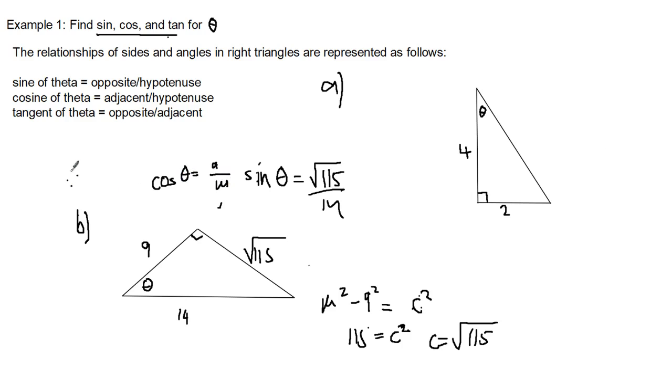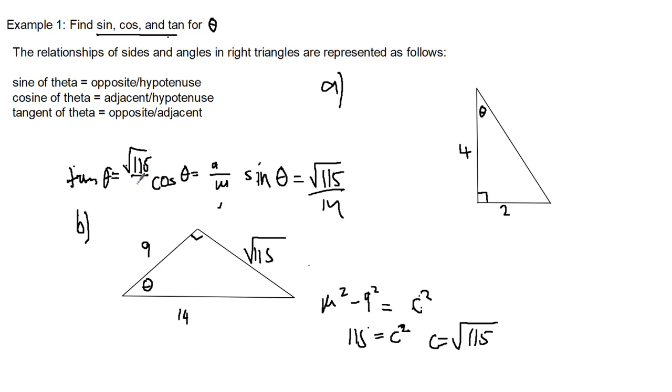And tan of theta is, well, how much is tan of theta? Tan of theta is opposite over adjacent. Opposite the theta over adjacent. So square root of 115 over 9.